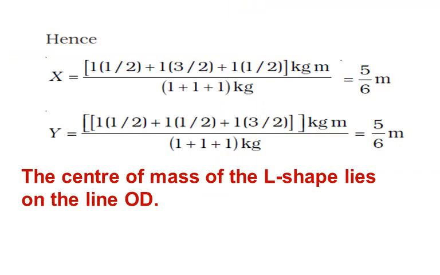To find out the center of mass, again use the same formula for x and y coordinates. That means summation of mi xi, where i varies from 1 to 3, divided by the total mass. And you will find out the coordinates of the center of mass as 5 by 6 meter and 5 by 6 meter along x and y axis respectively.